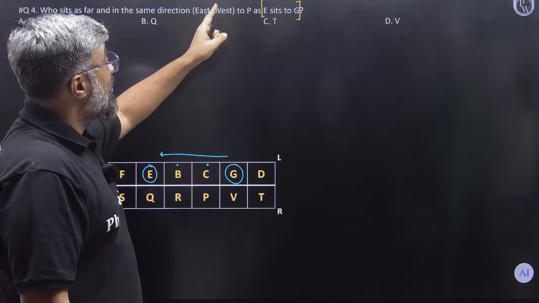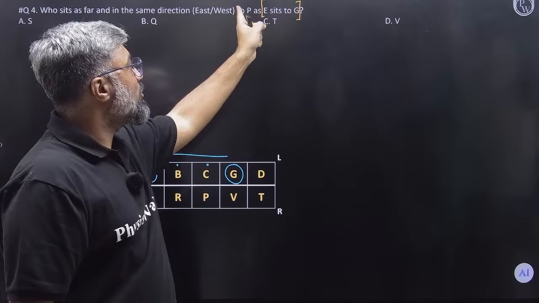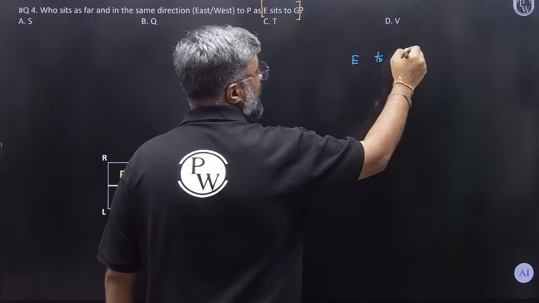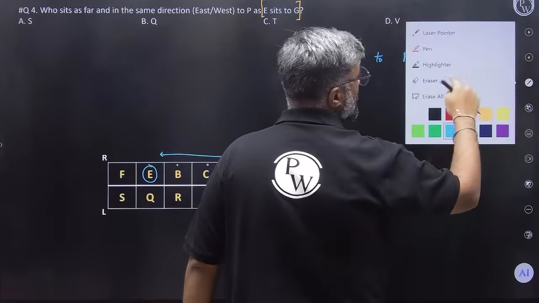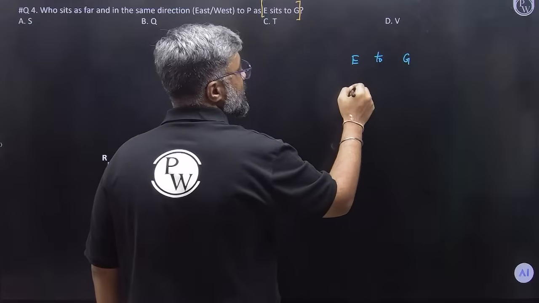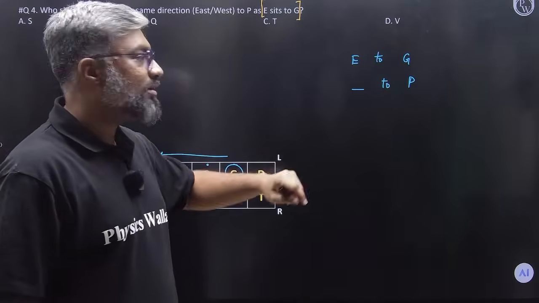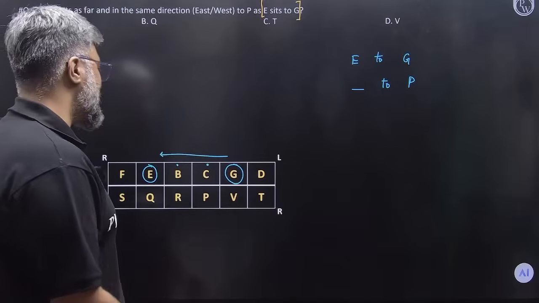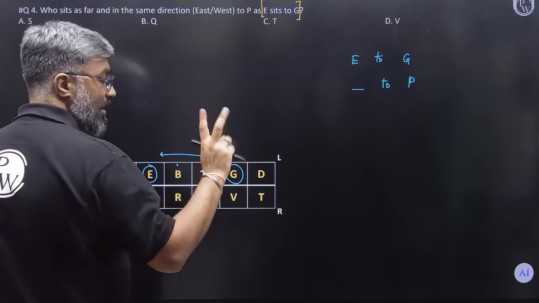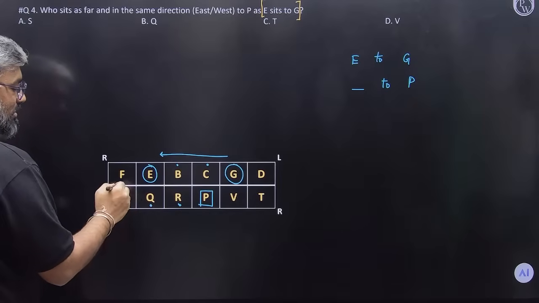But to P as E sits to G, to P, getting this? This is the order. E to P, E to G, and somebody to P. So in the place of G there is P. In the place of E is who is the question. So where is P? P is here. I have to leave two people. Uno, dos, and then S is here.